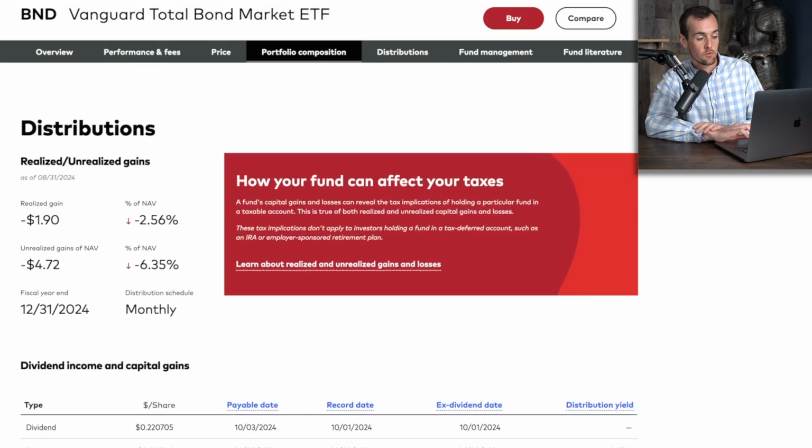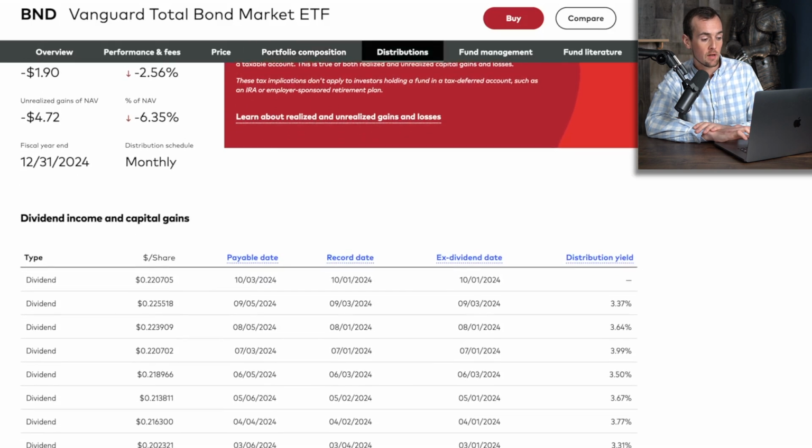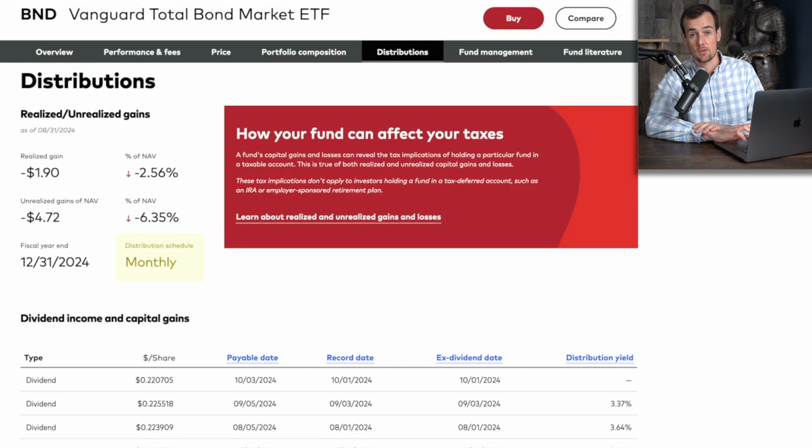And then you have the distributions. Now, one thing that's interesting about this fund is it has a monthly distribution schedule. So you'll actually receive a dividend for this every single month instead of on a quarterly basis. So that's one of the reasons why a lot of people like this particular bond ETF.